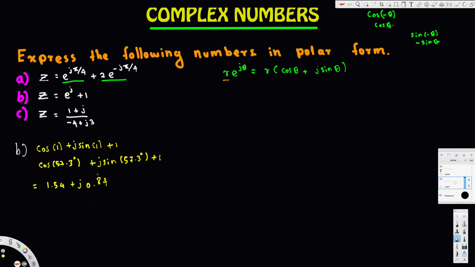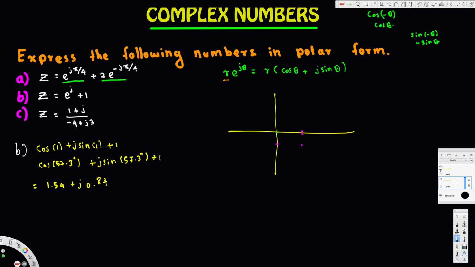Now we have to convert this into polar form. Again we are going to do the same thing. If I draw this on a graph, this is our real part. Let's say it is somewhere here on the x-axis, and the imaginary part is somewhere here. So this is our complex number, in terms of location.